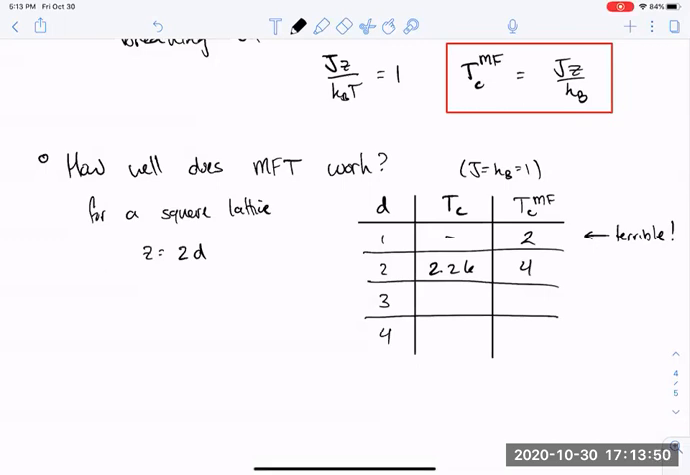Not great. For 3 dimensions, one can numerically establish that the critical temperature is about 4.5. Mean field theory predicts 6. That's getting a little bit better. In 4 dimensions, the critical temperature as determined numerically is 6.6. Mean field theory is predicting 8. So it actually gets pretty better. That's actually better than 75%.